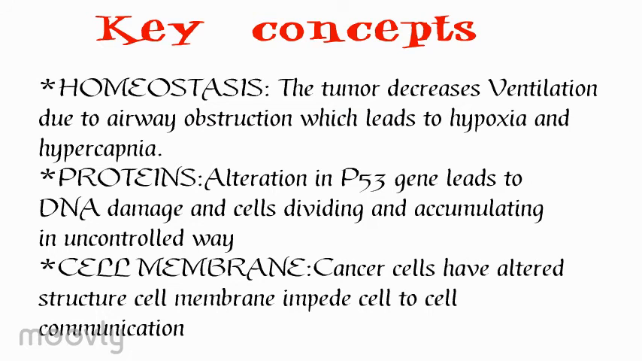In summary, we have explained non-small cell lung cancer, which is just one type of lung cancer. Key concepts: lung cancer alters homeostasis because the tumor decreases ventilation due to the airway obstruction, which leads to hypoxia and hypercapnia. Proteins: alteration in p53 gene leads to DNA damage and cells dividing and accumulating in an uncontrolled way. Cell membrane: cancer cells have altered structured cell membrane which impedes cell-to-cell communication.